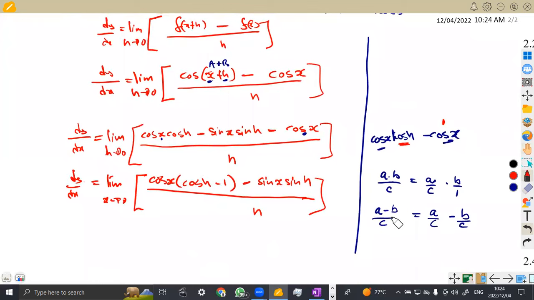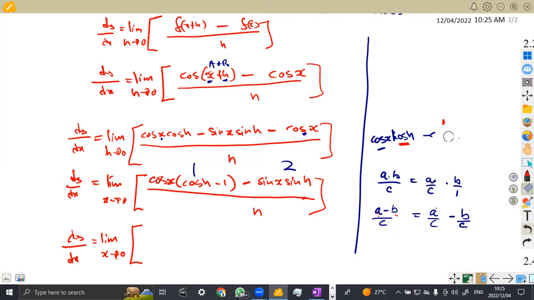Using this last one, we've got two terms that we have here. This is our first term, this is our second term. So for us to separate, we are going to have this term over h, just like A minus B. These are two terms, so it's A over C minus B over C. So that means we are going to have dy/dx, which is equivalent to the limit as h approaches zero. Or if we are to separate these terms, we are going to have something of this nature.